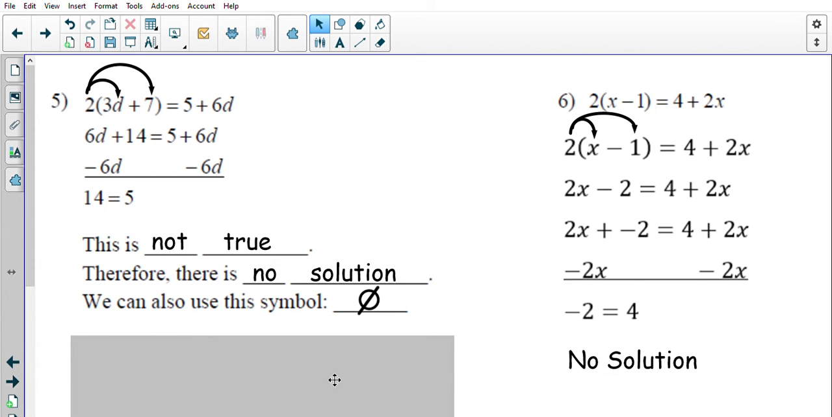And again, that means there's no possible value for x that will make that equation true. You need to make sure that you write no solution or the 0 with a slash through it, something to indicate that there is no possible solution to this equation.